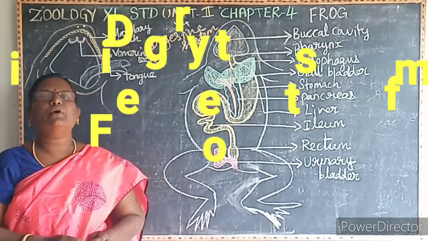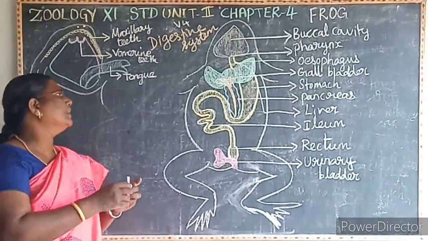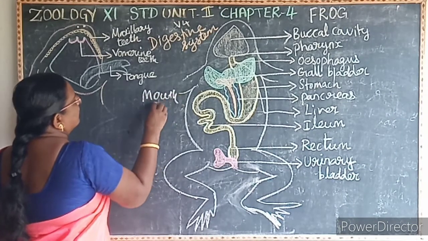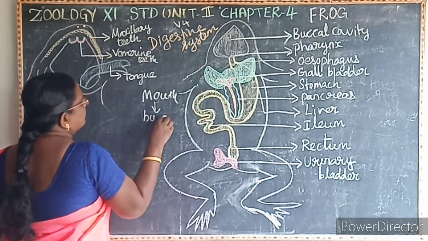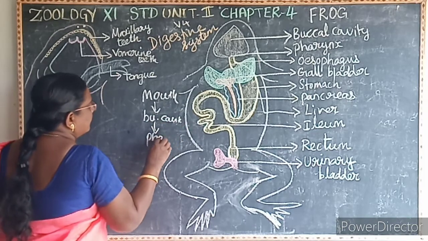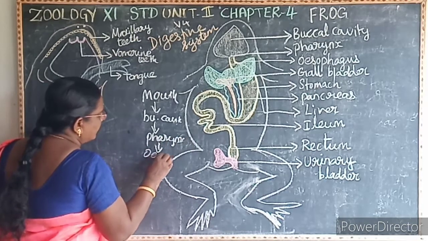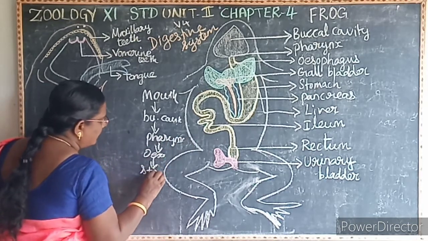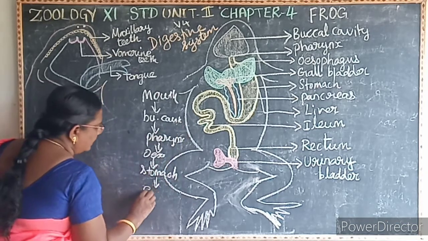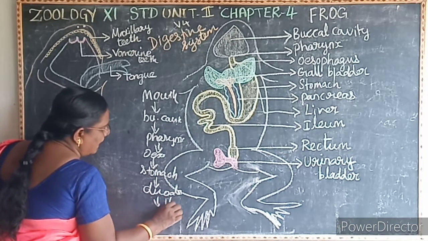Now we learn about the digestive system. The digestive system consists of the mouth. Then the mouth leads into the buccal cavity. The buccal cavity leads into the pharynx. The pharynx leads into the esophagus. The esophagus leads into the stomach. Then the stomach leads into the duodenum, ileum, rectum and cloaca.